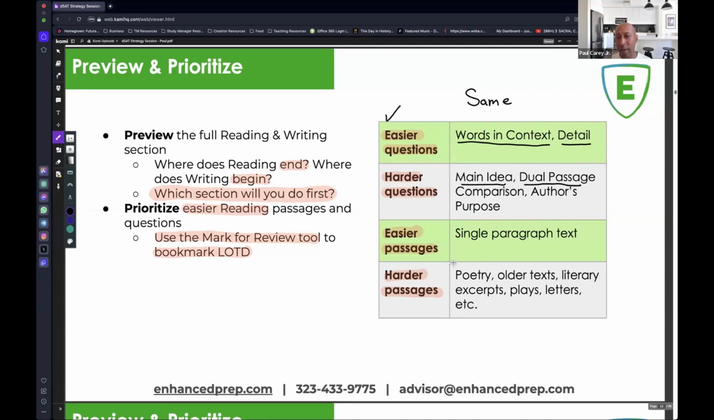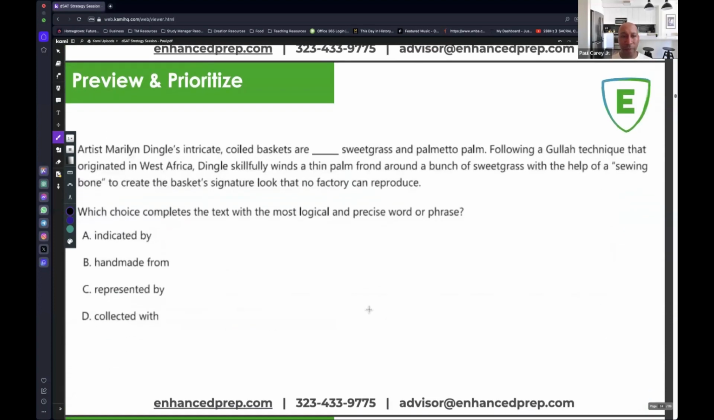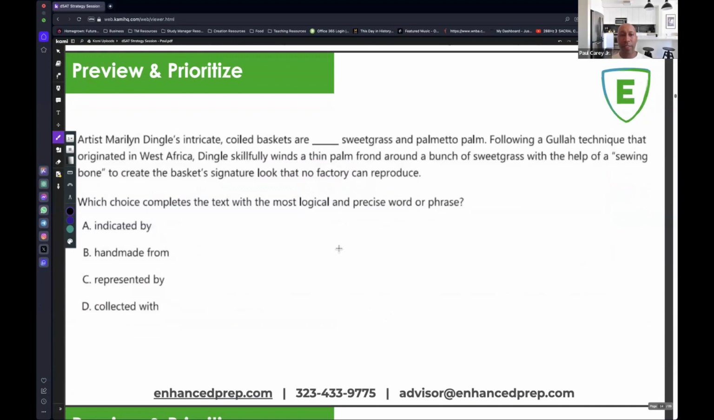Like we said, the poetry part and the older texts and plays and excerpts, these are going to be new, but these can be kind of challenging sometimes. They ask a lot of stuff about Old English, or these are passages that have been written in the 1700s, 1600s, 1800s, where the language is kind of off. So we want to make sure that we're doing the best we can as far as staying away from those harder ones until later. So let's check out a couple of different questions.